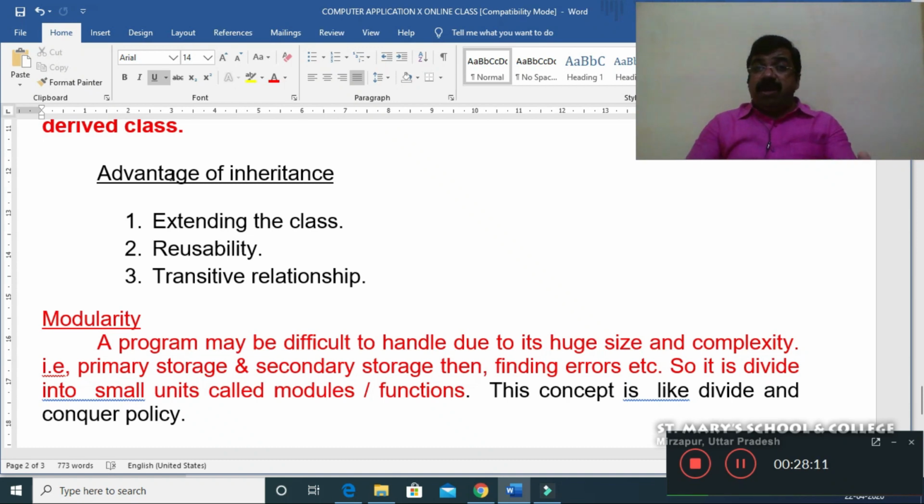As a whole, the divan cot is difficult to shift to the other room. We made it into small modules. That is what is called modularity. This concept is like divide and conquer. We divided the big divan cot into small pieces and then easily handled it.